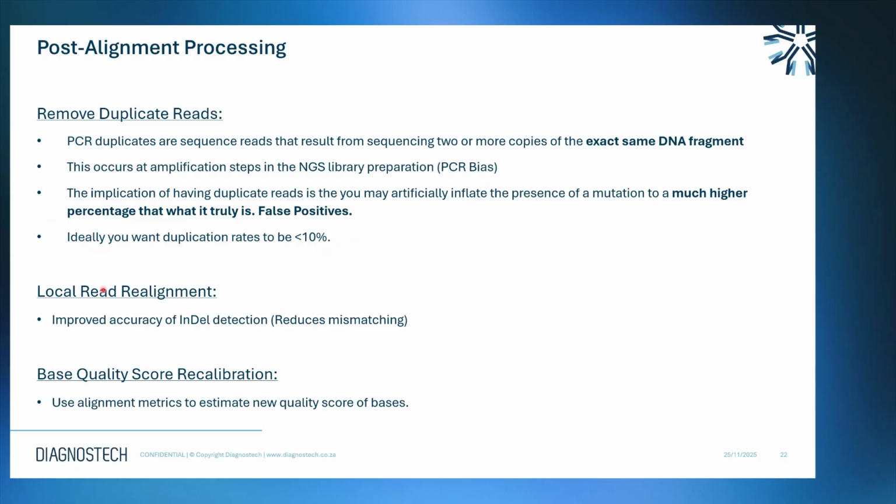Once duplicates are removed, we do some local read alignment. This is an algorithm that improves the accuracy specifically for indel detection and reduces mismatches. And then finally, a base quality score recalibration. I said earlier that Phred scores are also used in mapping, so it recalibrates those scores to make sure that you're getting the best quality match for that read at that position.